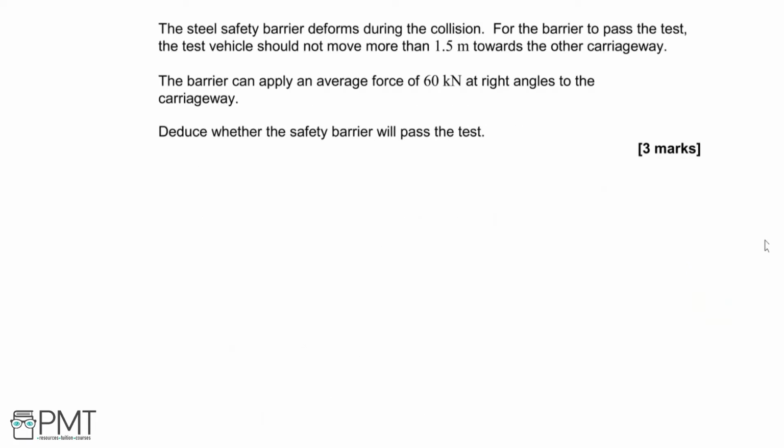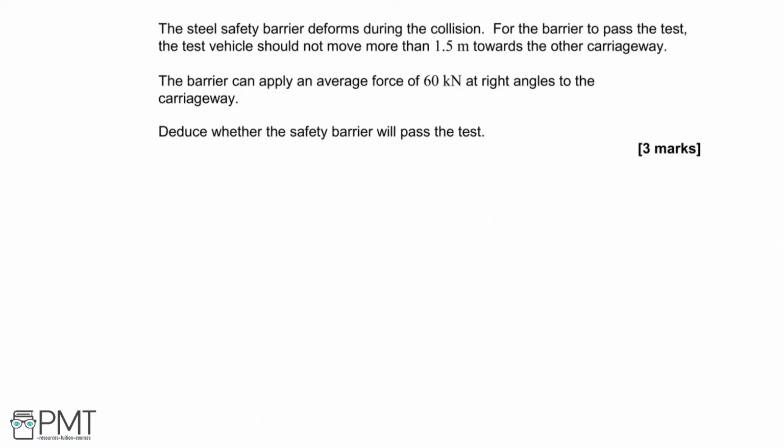The steel safety barrier deforms during the collision. For the barrier to pass the test, the vehicle should not move more than 1.5 meters towards the other carriageway. The barrier can apply an average force of 60 kilonewtons at right angles to the carriageway. Deduce whether the safety barrier will pass the test.